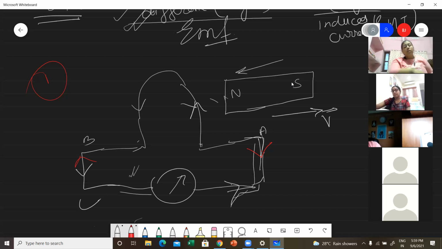Yes, ma'am. As we go away from the coil, the field lines will decrease. If the field lines decrease, the induced current will decrease, and then my potential will also decrease. It means EMI decreases, EMF also decreases. Correct or not? Yes, ma'am. Janisha, any doubt, beta?